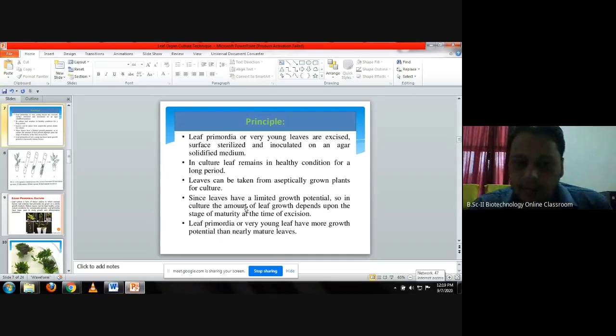Last is leaf primordia are very young leaves, have more growth potential than nearly mature leaves. I've explained this. Why leaf primordia? They are young, so they will contain more meristematic tissue. And mature leaves, after maturity, undergo senescence. Senescence means they will kill themselves. And whatever waste leaves are fallen on the ground are senescent leaves. So it is of no use.